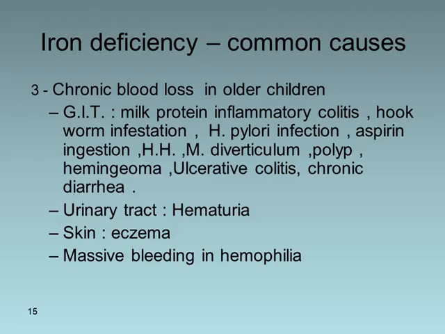and chronic diarrhea. The second system for loss is the urinary tract, as in chronic or recurrent hematuria in a hemophiliac patient. It may be from the skin, as in those with eczema, and it may be caused by massive blood loss anywhere in hemophiliacs, for example.